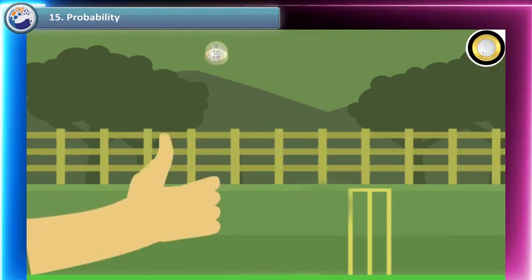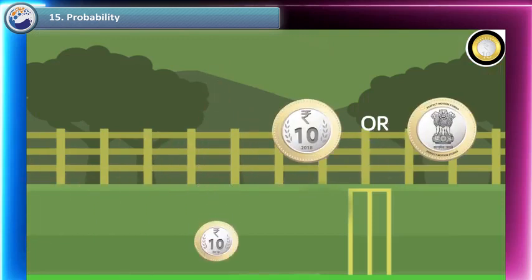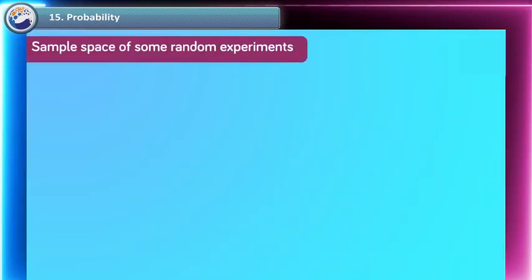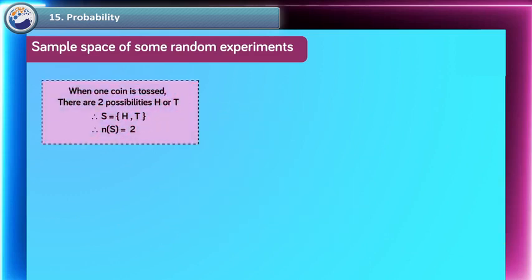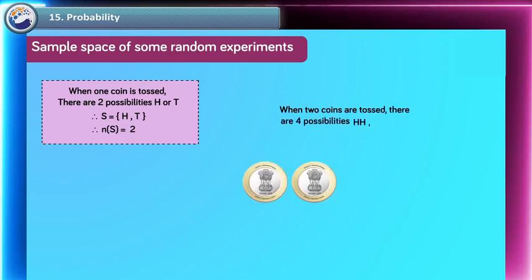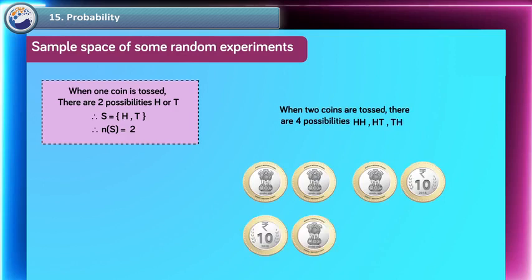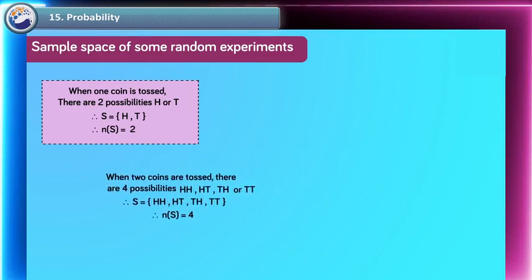Tossing a coin is also an example of a random experiment. Sample space of some random experiments. When one coin is tossed, there are 2 possibilities, head or tail. Therefore, S is equal to {head, tail}. n(S) is equal to 2. When 2 coins are tossed, there are 4 possibilities. Therefore, S is equal to {HH, HT, TH, TT}. n(S) is equal to 4.